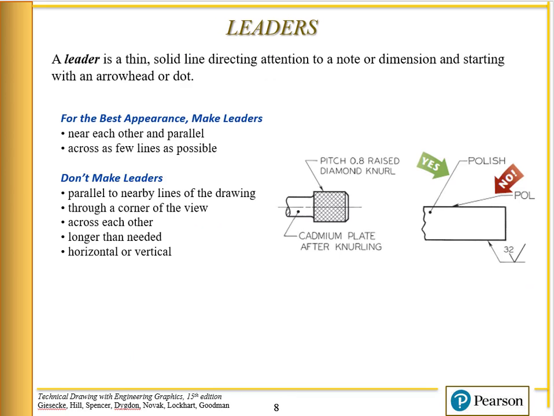Leader, what's a leader line? Okay, a leader is a thin, solid line directing attention to a note or a dimension and starting with an arrowhead or a dot. In this case here we have an arrowhead on our leader line. In this case we have a dot.